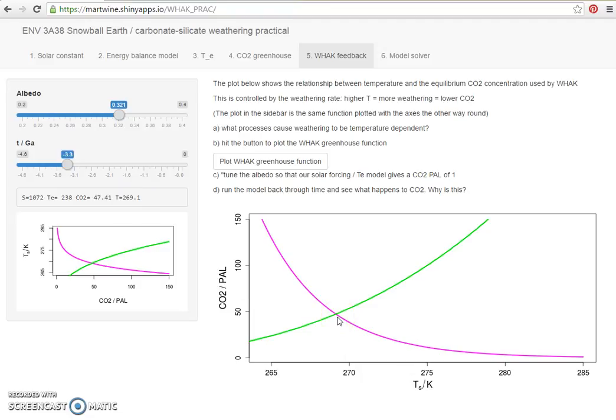So we can see that these functions don't explain the faint young sun paradox in their entirety, but you can see that there is a mechanism here by which CO2 can be higher in the past due to this interaction between weathering and CO2 greenhouse.